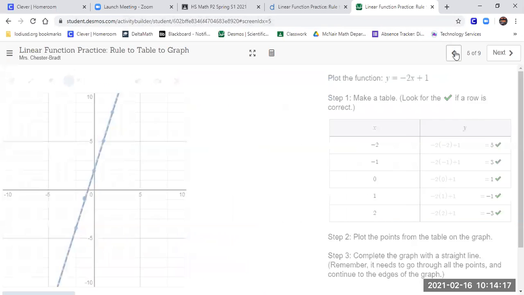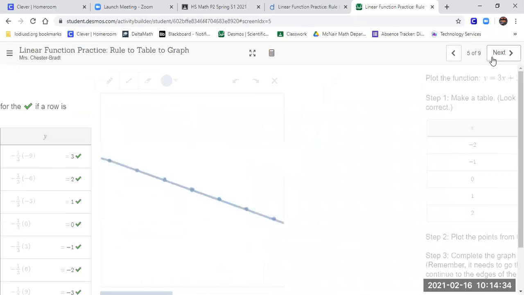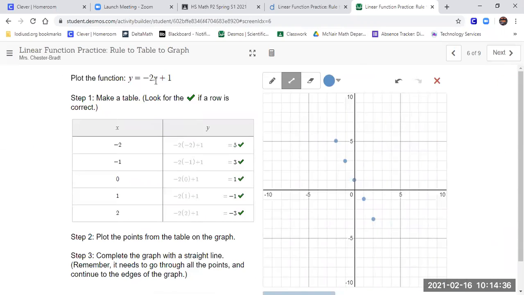So let's go back and look again. What is 3 missing that 6 has? I see 3. Here's the rule: y equals 2x. Here's 6's rule. What does 6 have that 3 did not?